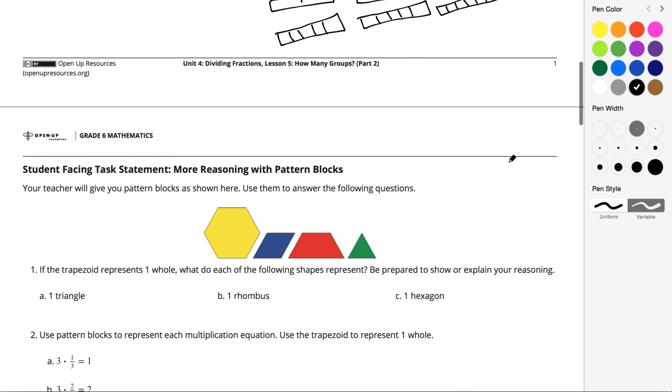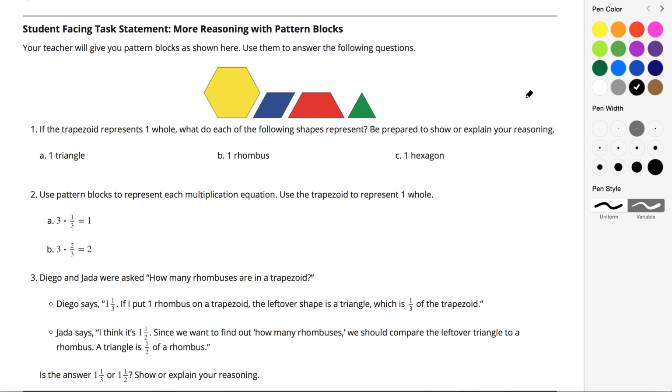All right, guys, let's keep going and take a look at our next activity. We're going to be going back to these ideas of these pattern blocks to help us see some different pictures about these division problems. This time they're going to tell us that the trapezoid today is 1 whole. If a trapezoid represents 1 whole today, what do each of the following shapes represent? Be prepared to explain your reasoning.